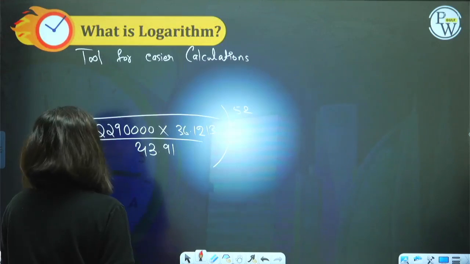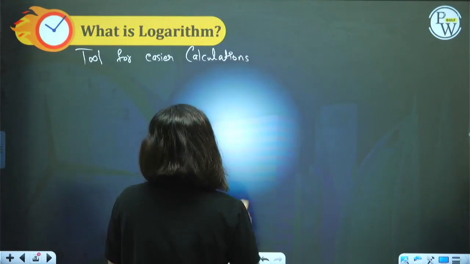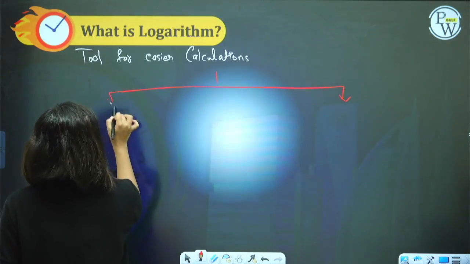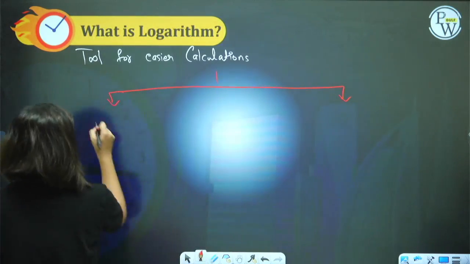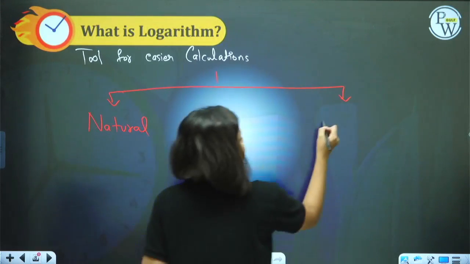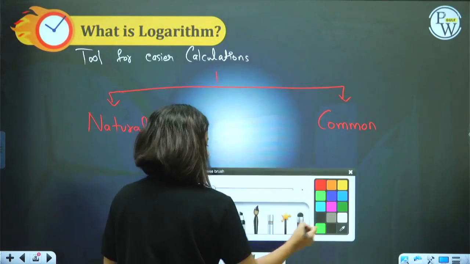Next, logarithms can be divided into two categories. We study two types of log. One is the natural logarithm, the other is the common logarithm. What's the difference between natural and common?